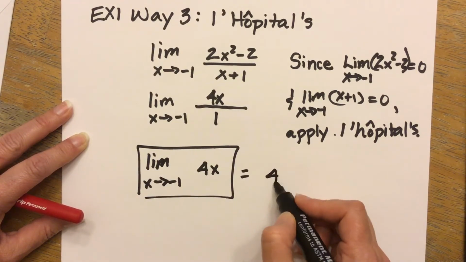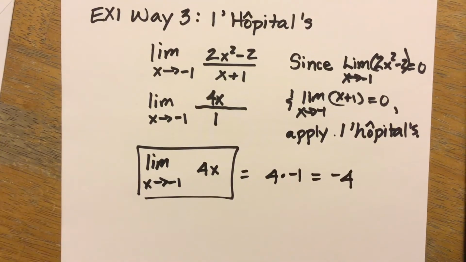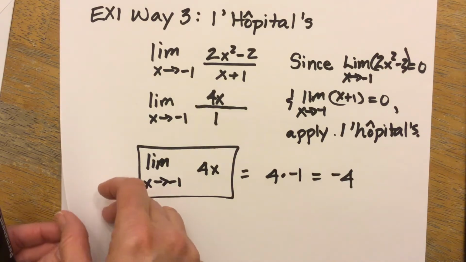So we're going to have 4 times negative 1 is negative 4. And so for the third time, we've gotten the same answer for the limit using factoring, division, and L'Hopital's.